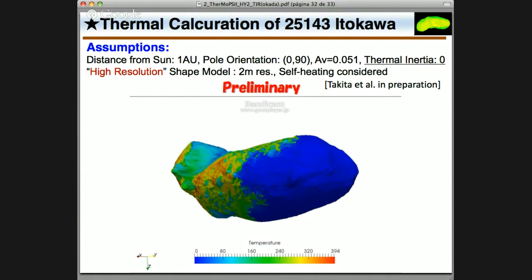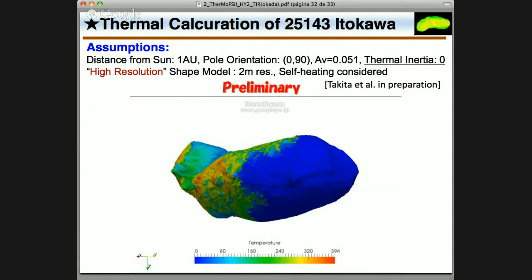So this is an example of a calculation by a grad student now. Essentially, a thermal inertia of 50 or 100 is distinguishable. So this kind of calculation can be compared with observation. So this is a summary.